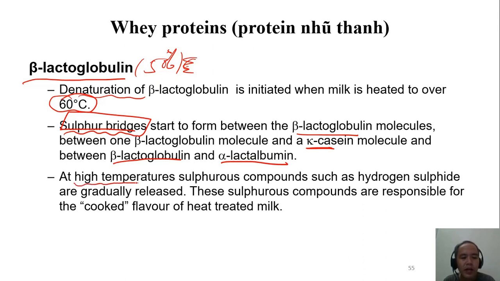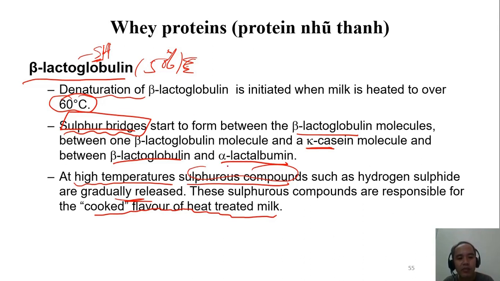When we cook milk at high temperature as well, sulfurous compounds form, because this protein contains a thiol group, meaning it contains a sulfur atom in the molecule. So when we cook milk, the protein is denatured, is unfolded, and then some sulfurous compounds will be released, and this is responsible for the cooked flavor of heat-treated milk. We heat the milk and it tastes like some cooked flavor.